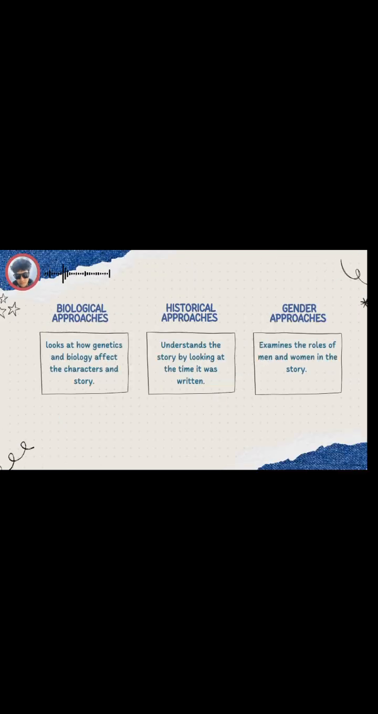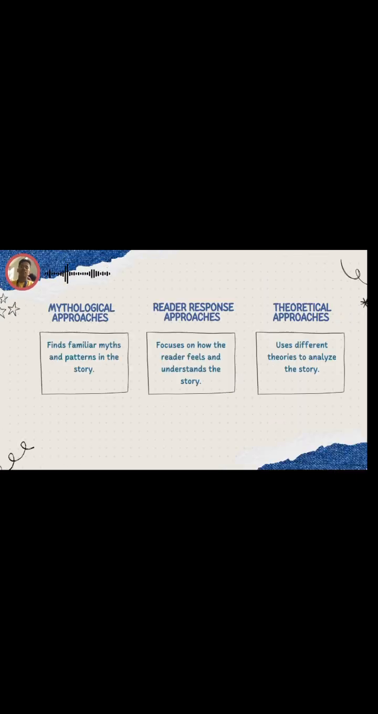Biological approaches look into how genetics and biology affect the characters and story. Historical approaches understand the story by looking at the time it was written. Gender approaches examine the role of men and women in the story. Mythological approaches find a familiar myth and pattern in the story.